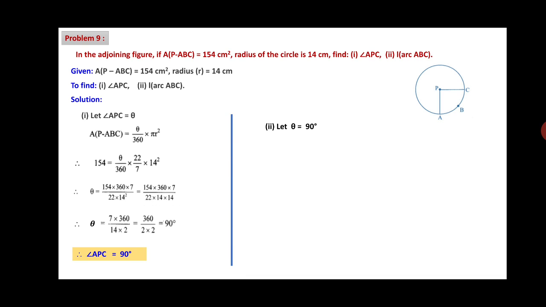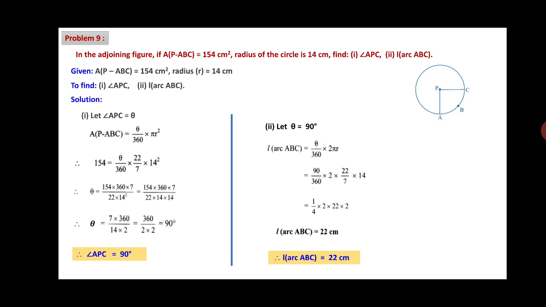Next, let theta be 90. Therefore, length of the arc ABC is equal to theta upon 360 into 2 pi r. Therefore, 90 upon 360 into 2 into 22/7 into 14. We have substituted here the values of theta and r. Therefore, 1/4 after simplification we are getting 1/4 into 2 into 22 into 2. Therefore, length of the arc ABC is equal to 22 centimeter.